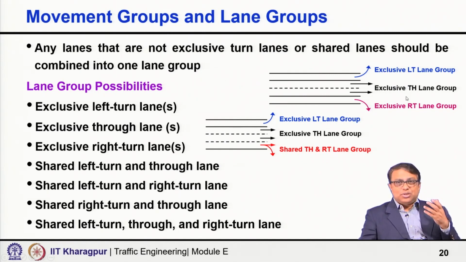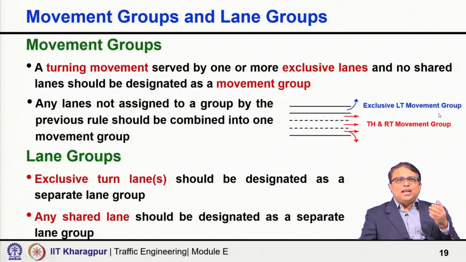So, here the concept is very important. Here you can say this is an exclusive left turn, so it is an exclusive left turn lane group. In this case this is an exclusive right turn, so it is an exclusive right turn lane group. So, with this rule, for exclusive turn lanes, two lane groups are there.